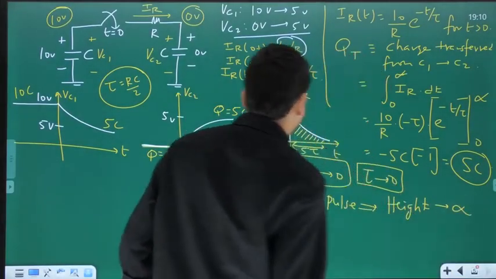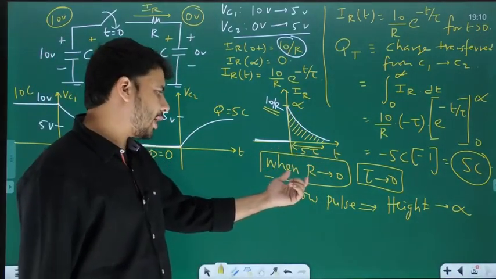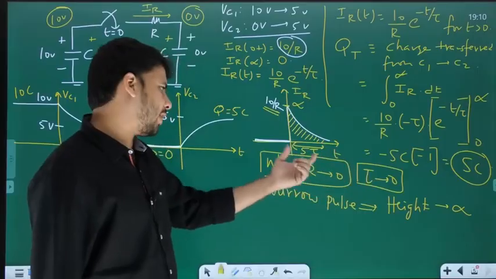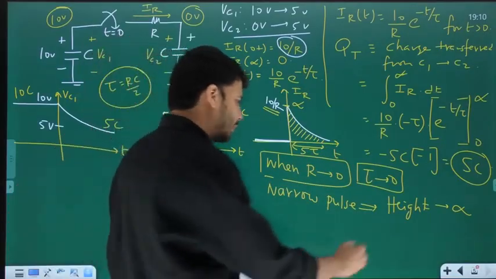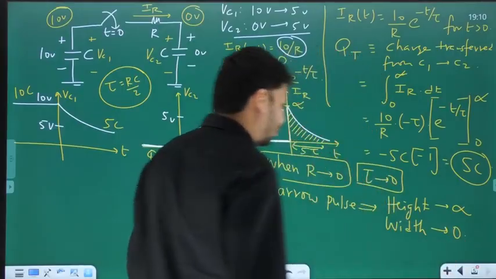Height tending to infinity. And what about the width? Width is what? Usually phi tau. And when R tends to 0, tau will tend to what? 0. Phi tau also will tend to what? 0. So is it not like the width is tending to 0?